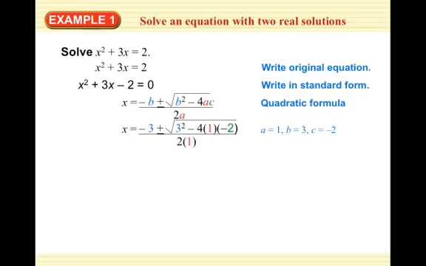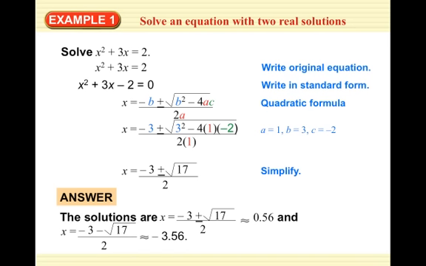So plugging in, we get x equals negative 3 plus or minus the square root of 3 squared minus 4 times 1 times negative 2, all over 2 times 1. We're going to simplify. So 3 squared is 9. 4 times 1 times negative 2 is negative 8. 9 minus negative 8 is the same thing as 9 plus 8, and so we get 17 in our radicand. So we have negative 3 plus or minus the square root of 17 over 2. 17 does not have any perfect square factors. In fact, it's a prime number, so we can't simplify that square root any further.